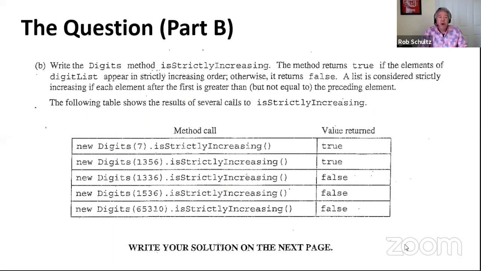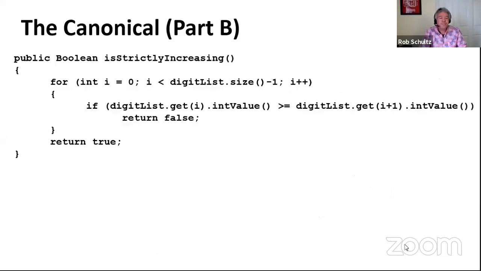Okay, part B goes on and it says that we have to write the method is strictly increasing. The method returns true if the elements of digit list appear in strictly increasing order, otherwise it returns false. And it goes on to specify that a list is considered strictly increasing if each element after the first is greater than but not equal to the preceding element. So we want to look at each digit in our number and make sure that it is specifically greater than, but not greater than or equal to, the number that comes before it.